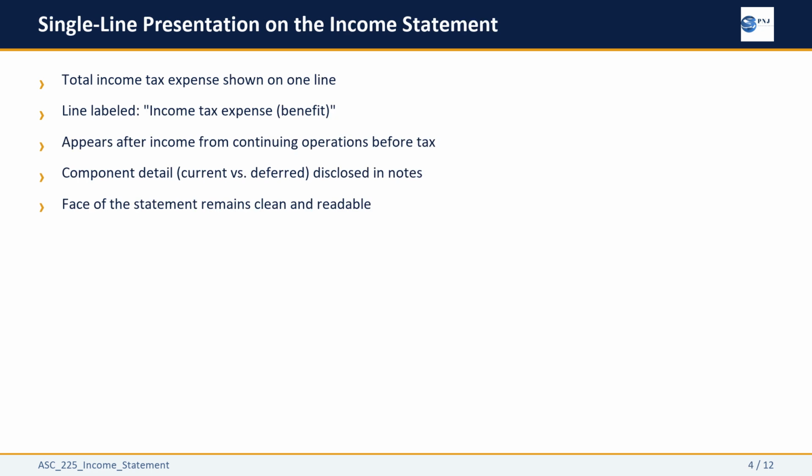Regardless of how complex the underlying tax calculation is, the income statement itself presents income tax as a single line, labeled Income Tax Expense (Benefit). This line sits immediately after income from continuing operations before tax. The parenthetical word benefit signals that the amount can be negative, a tax benefit rather than an expense. The breakdown between current tax expense and deferred tax expense does not appear on the face of the statement. That detail is reserved for the notes, which keeps the income statement readable while still providing full transparency.